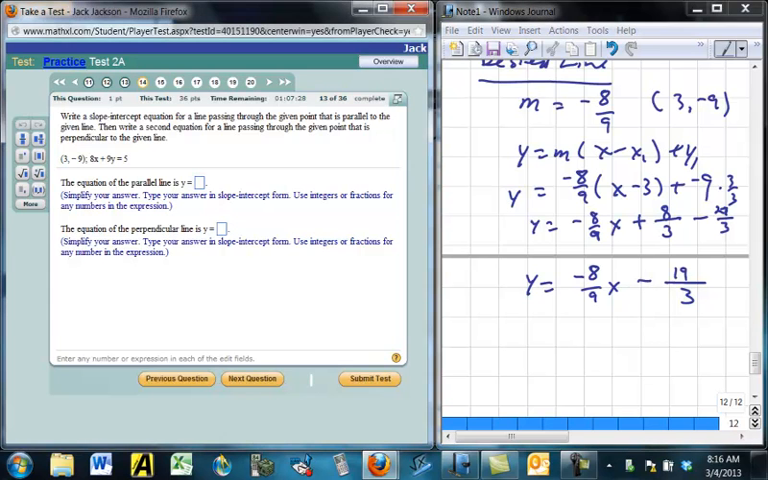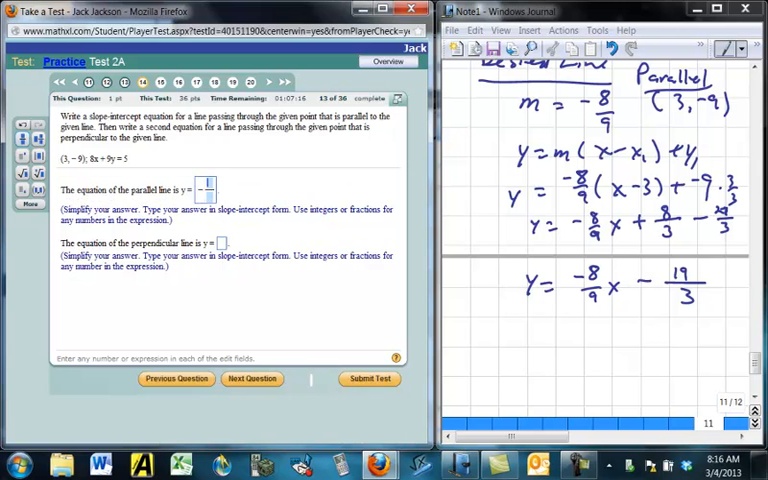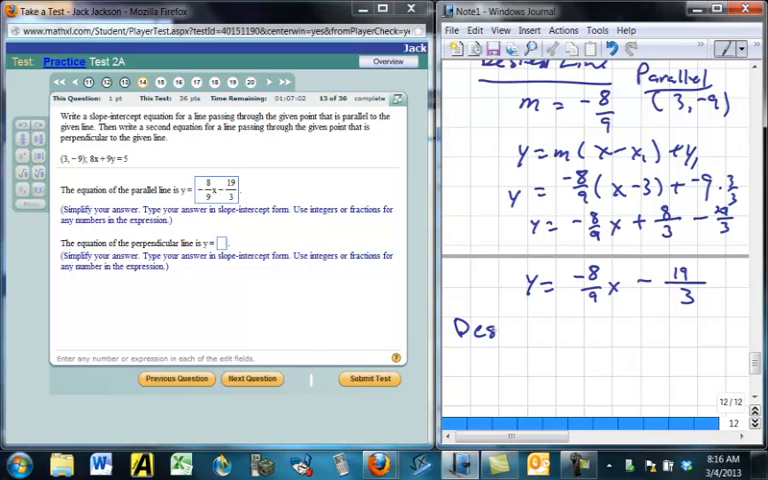Okay, so this is a parallel line. So this is the parallel line. That's going to be this one right here, negative 8/9 x minus 19/3.